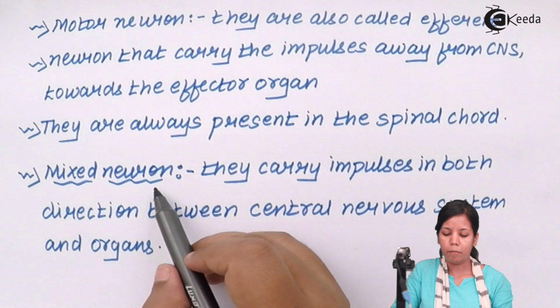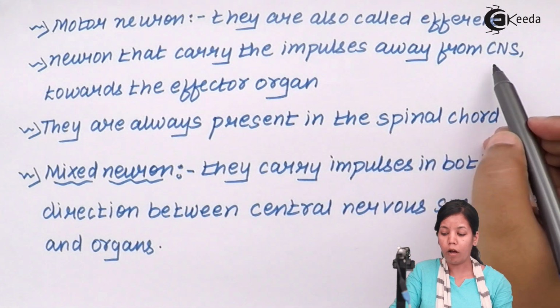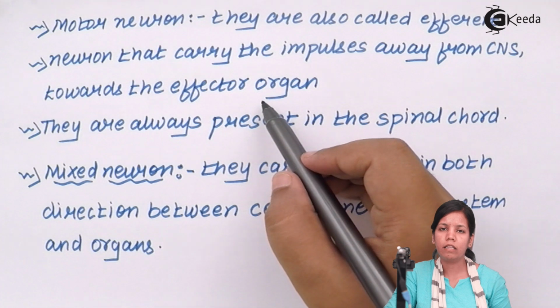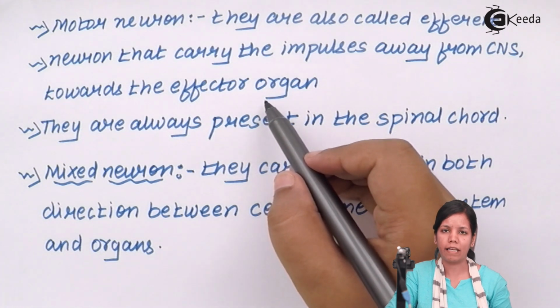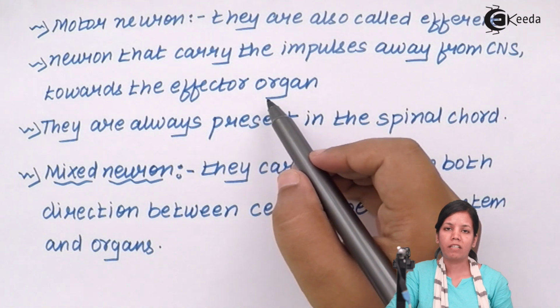Motor neurons are also present in your spinal cord, and they always carry information from the CNS towards the effector organ. Now, the effector organ in case of playing football would be your legs. While you're writing your exam paper, your effector organ could be your hand.